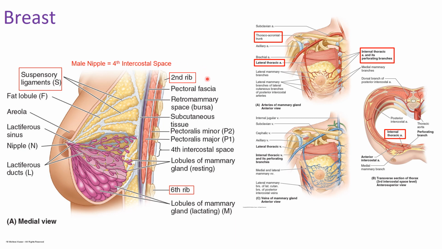Okay, now going over some more things with the breast. When we're defining the breast in females, we talk about the breast originating from the 2nd rib and going down to the 6th rib.